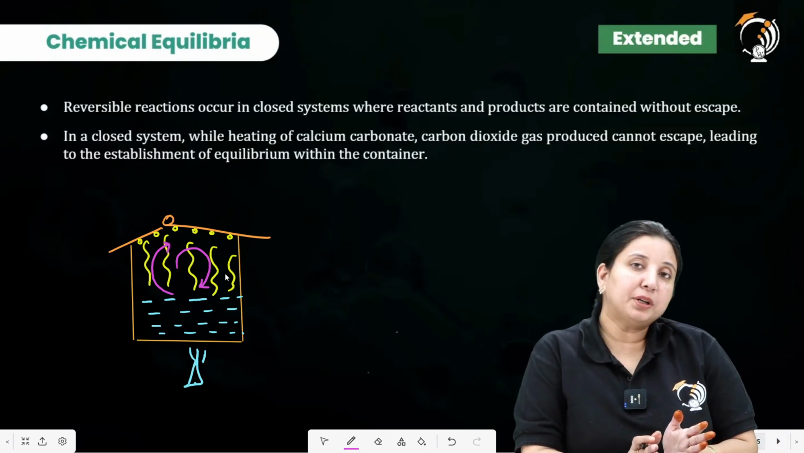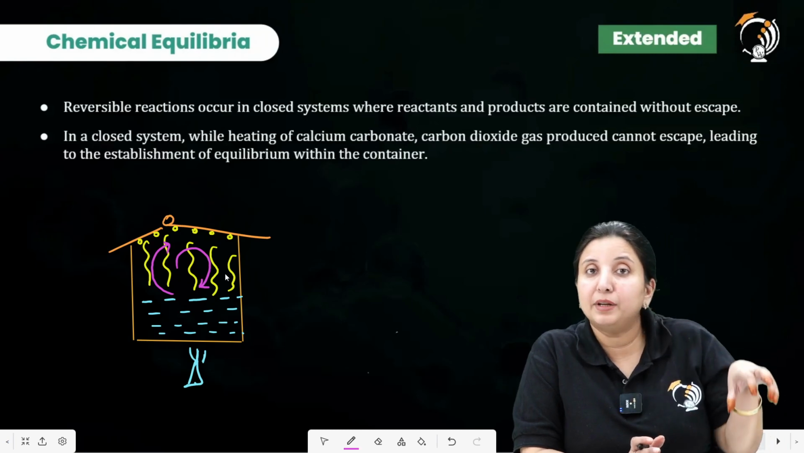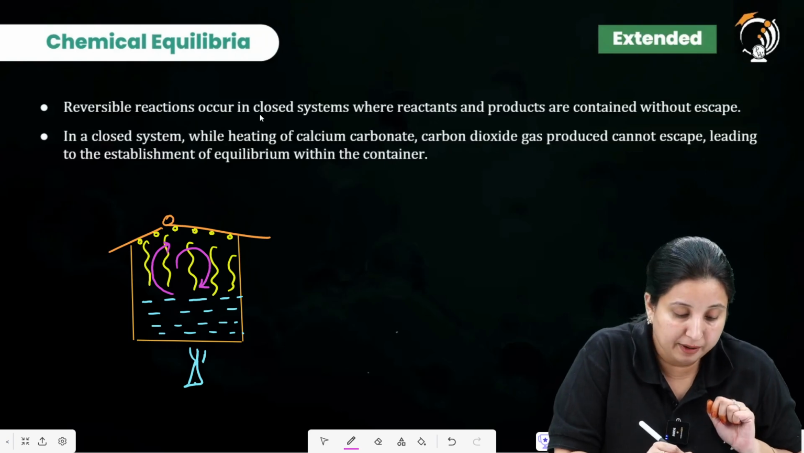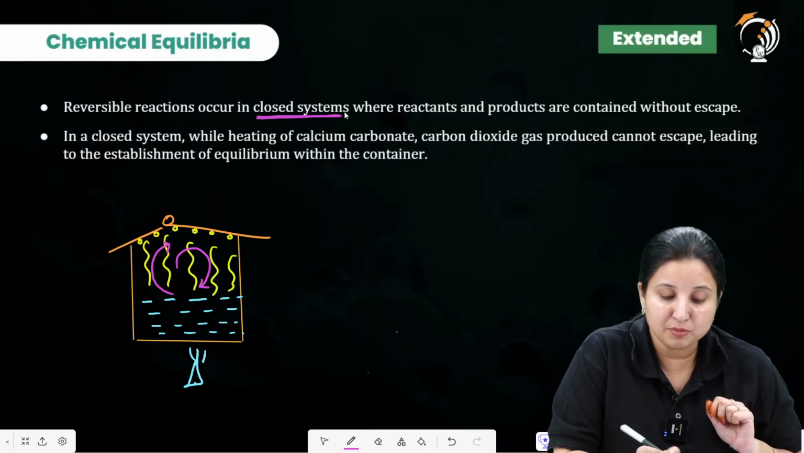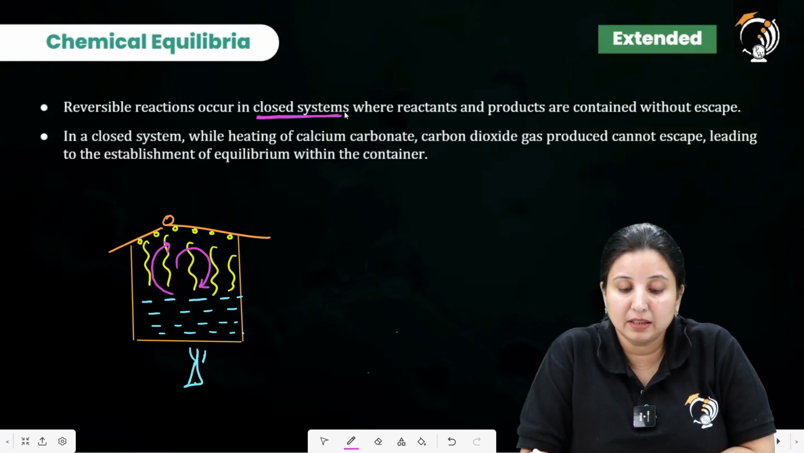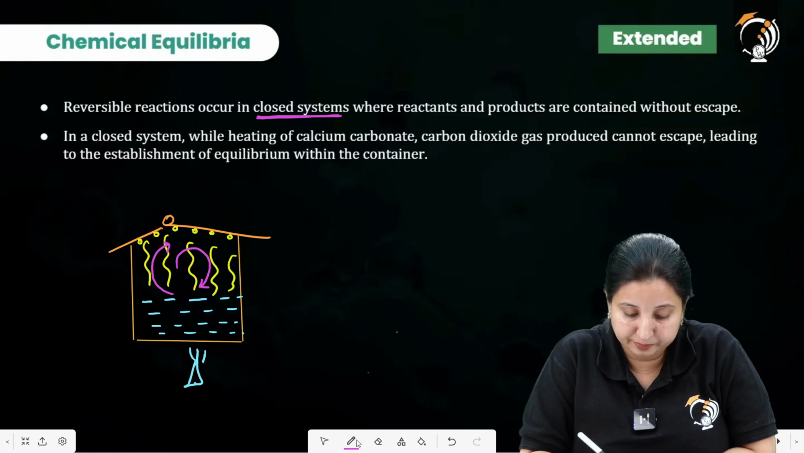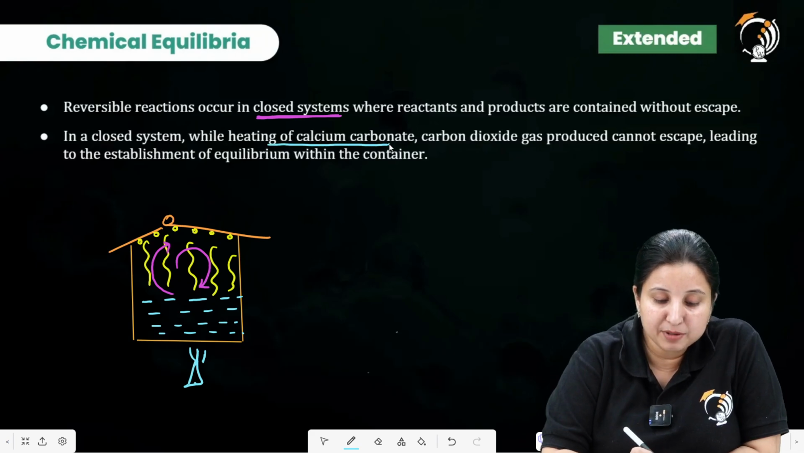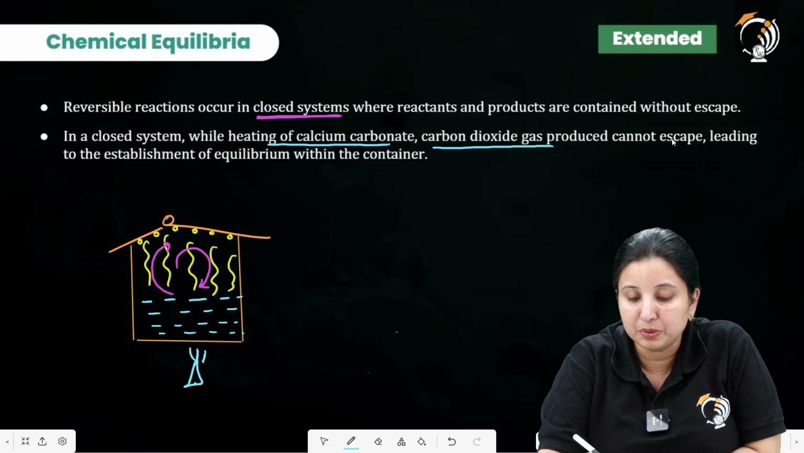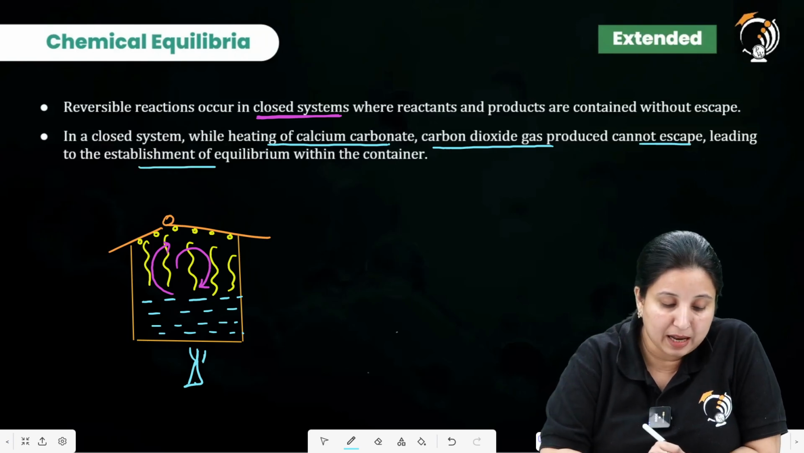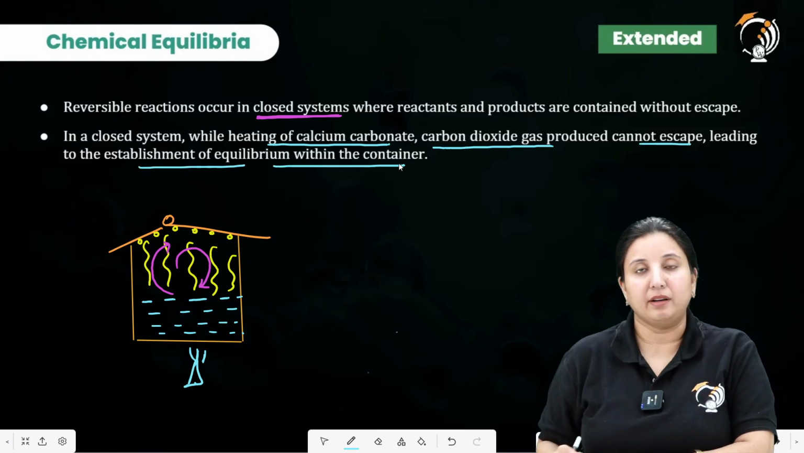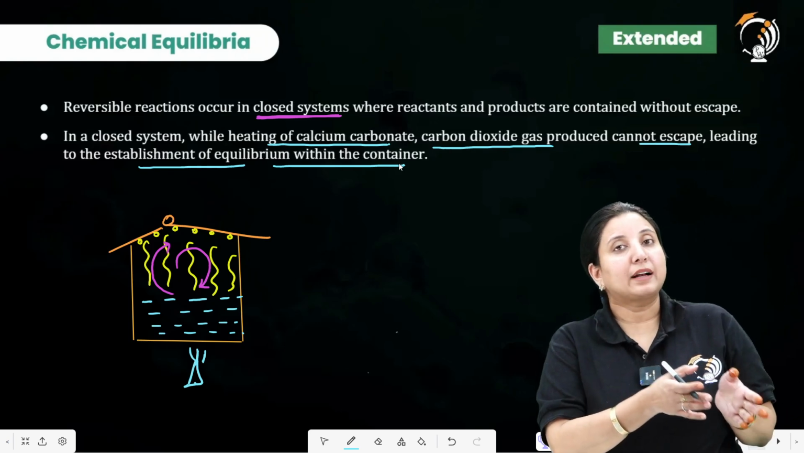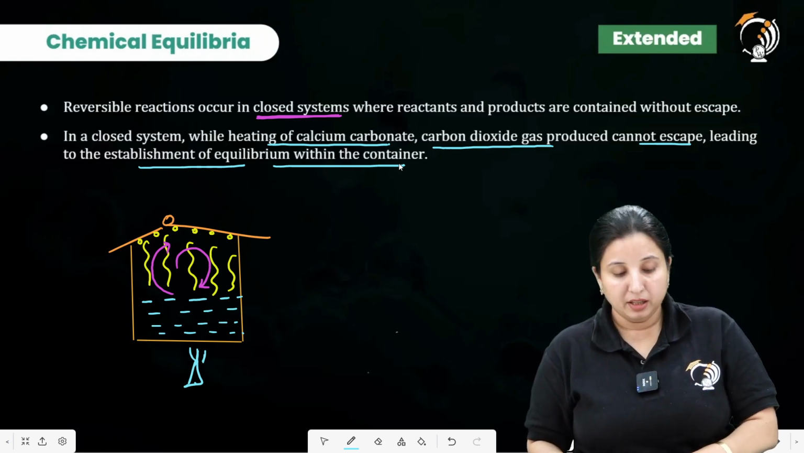So how is this particular process possible? When I kept a lid over there, it means this type of process or reversible reactions are done in closed systems only, where reactants and products are contained without escape. So in a closed system, while heating calcium carbonate, the carbon dioxide gas produced cannot escape, leading to the establishment of equilibrium within the container. So the equilibrium state is when the concentration of the reactant is equal to the concentration of the product.